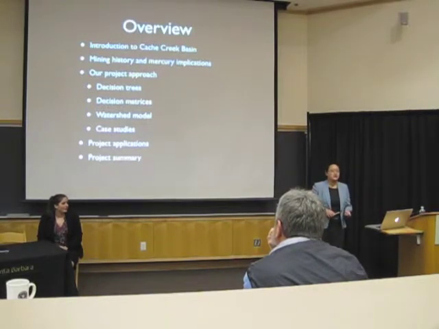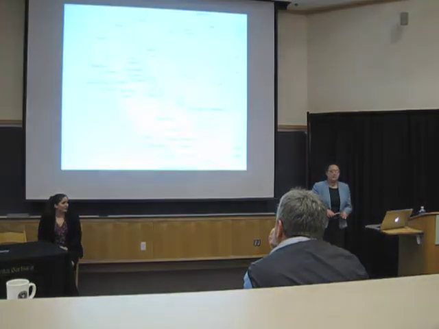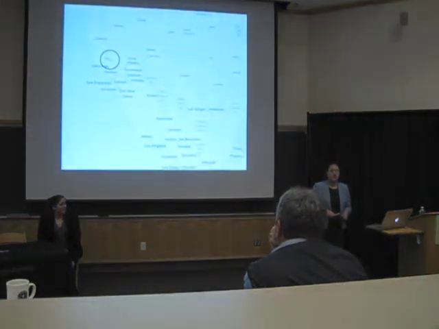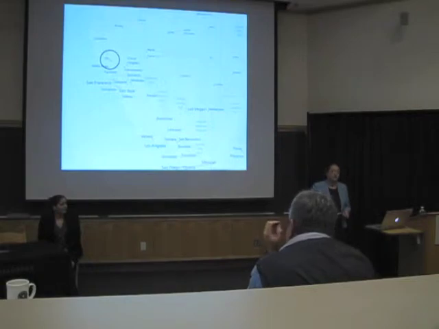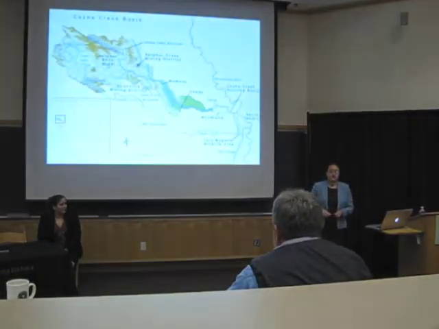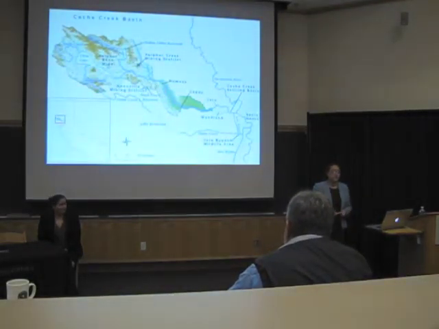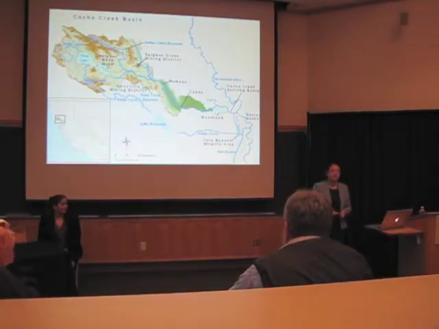So where and what is the Cache Creek Basin? The Cache Creek Basin is located in Northern California and occupies almost 3,000 square kilometers. The northern part of the basin is within the California Coast Ranges and consists of low mountains containing forests, shrubland, grazing land, and some farmland. The southern part is within the Sacramento Valley and consists mostly of farmland.